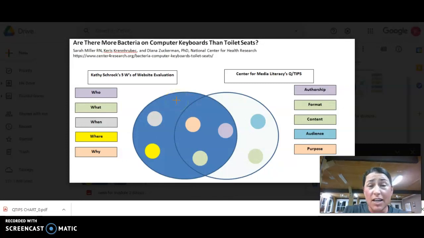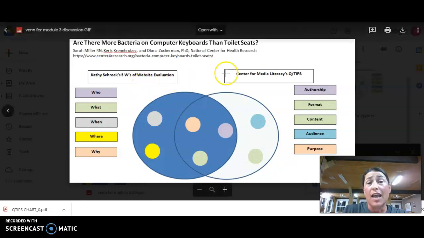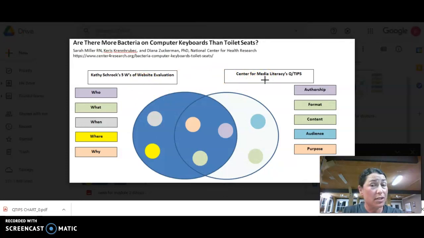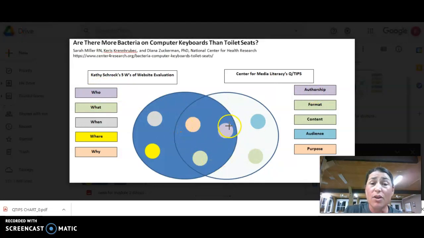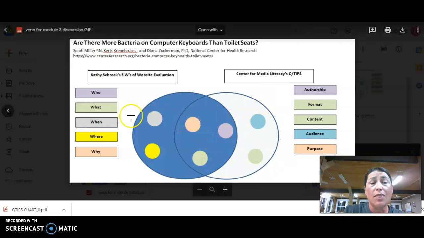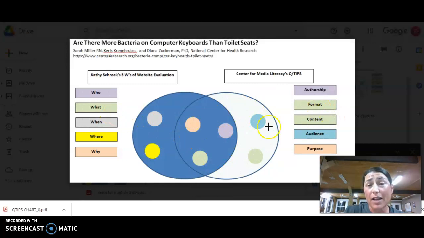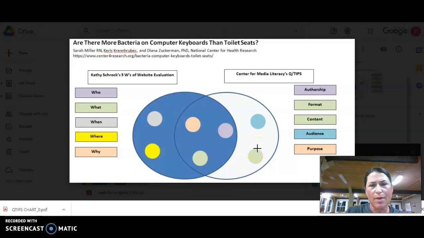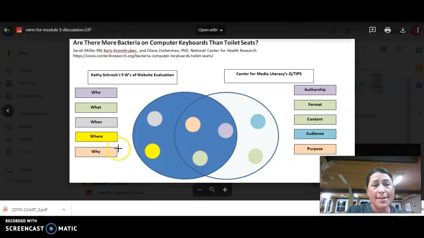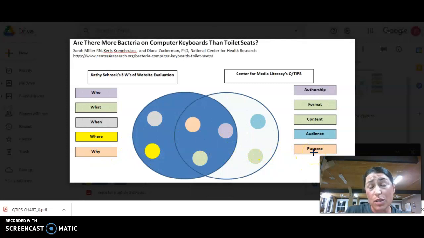Essentially, using Kathy Schrock's 5 W's of website evaluation, as well as the Center for Media Literacy's Q-tips tools, the who ties in quite nicely with authorship. So I have those at the center of the Venn diagram. The what ties in with both format and content, so I have that at the center as well. But I also want to pull the content out to the side for the Center for Media Literacy's Q-tips, and I'll talk about why in just a moment. And then the why also aligns nicely with the purpose. So let me talk first about the similarities.